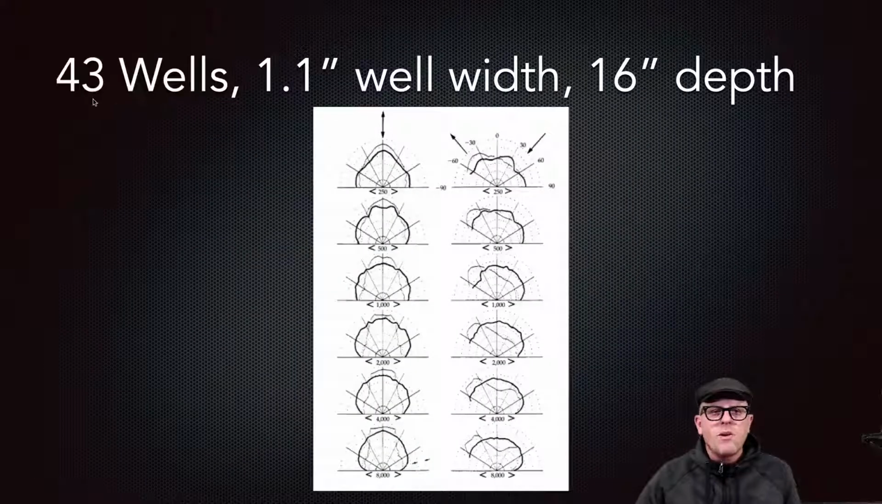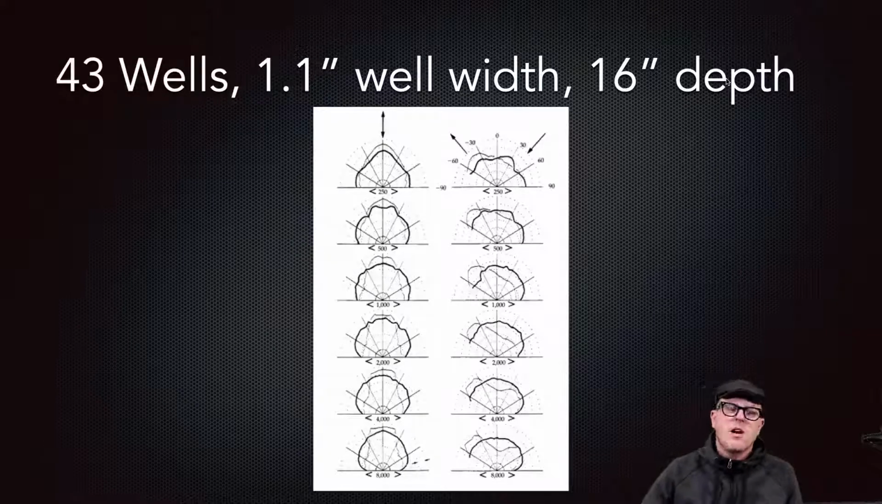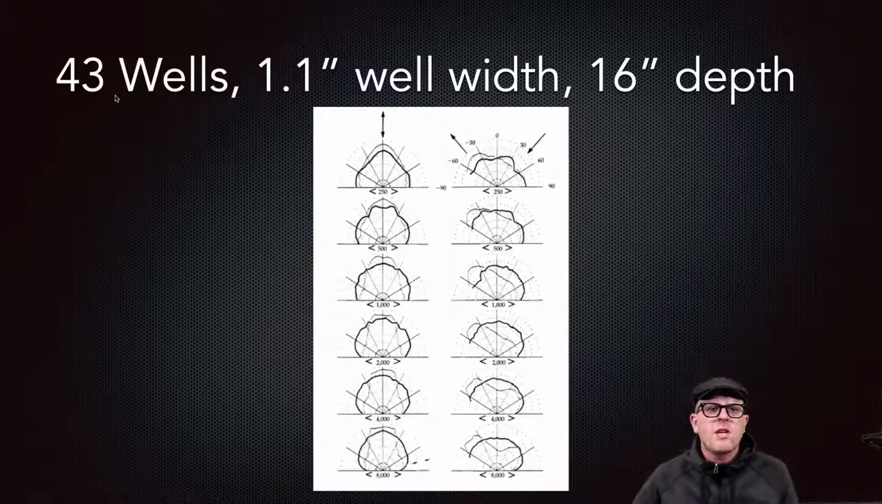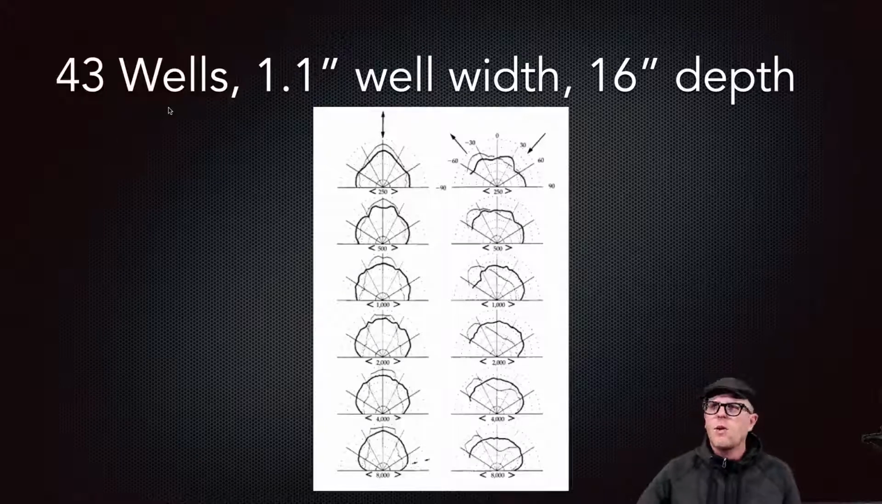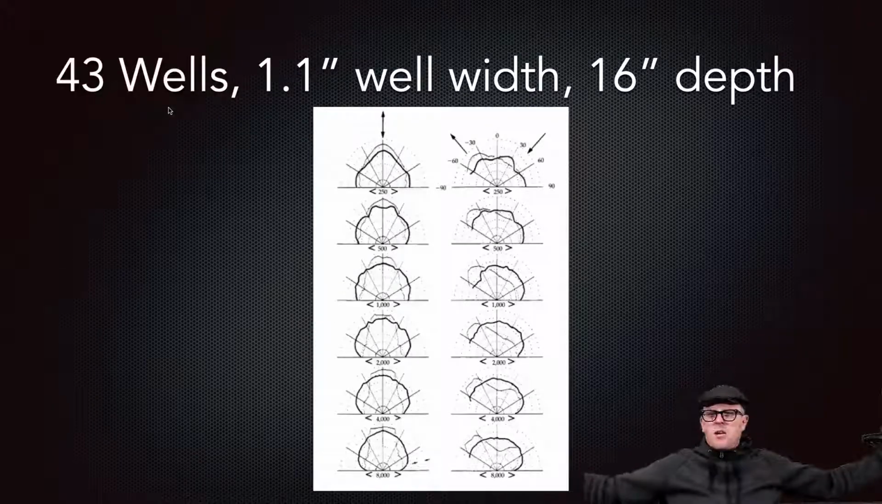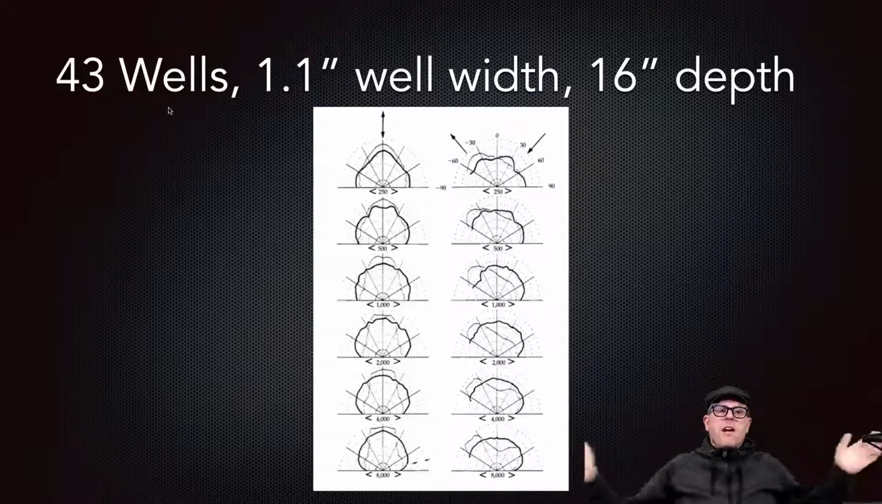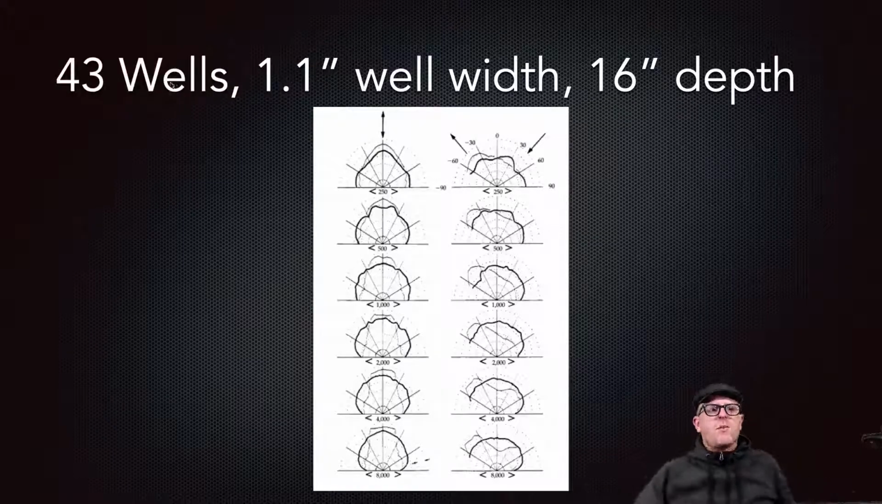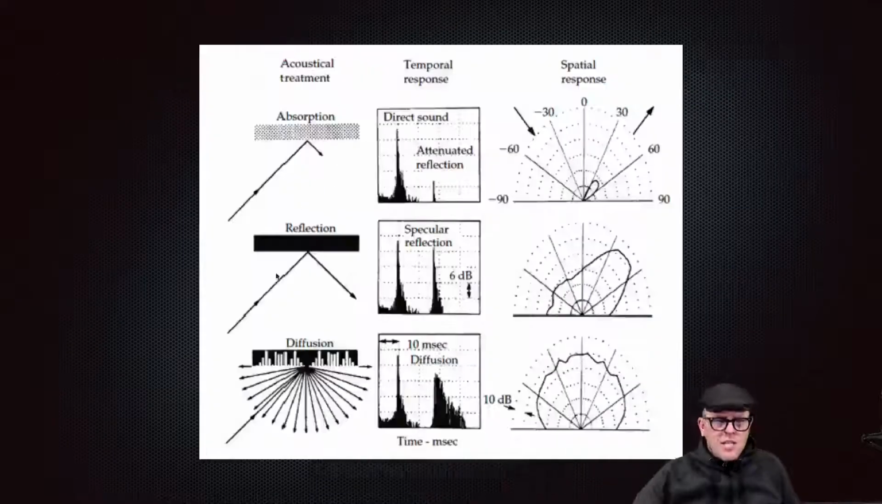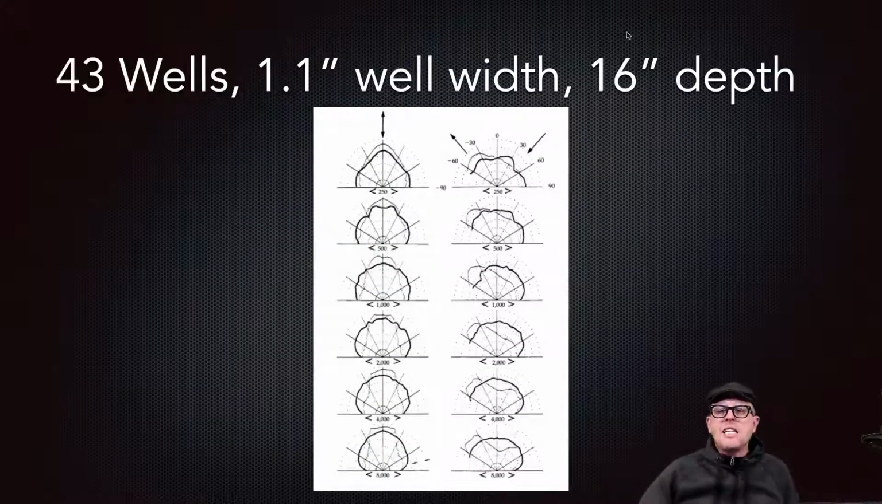This is one with 43 wells, 1.1-inch well width, and 16-inch well depth. So that's 43 wells times 1.1 inches, about 46 inches wide, which we can roughly say is 4 feet. So this is a pretty good size width, a pretty good size diffuser across here. And it's 16-inch well depth.